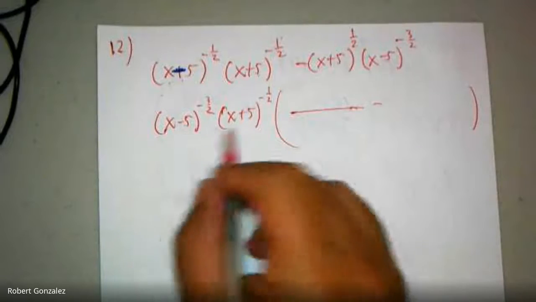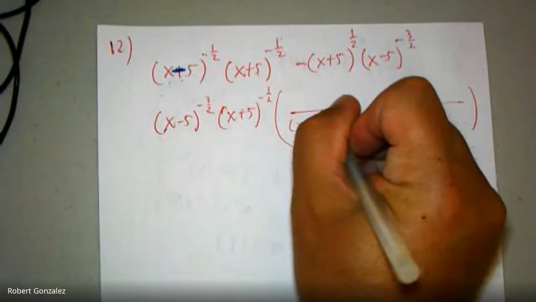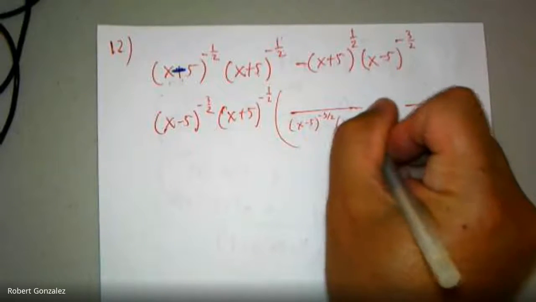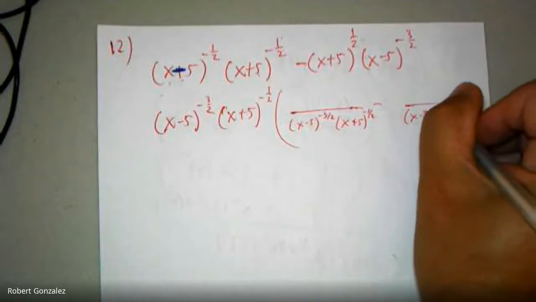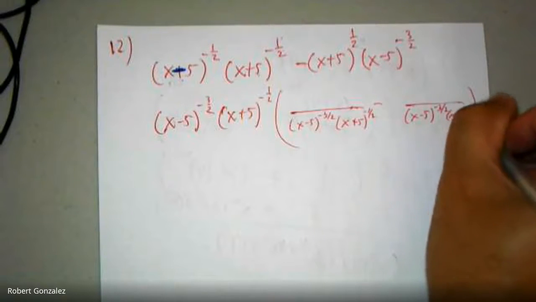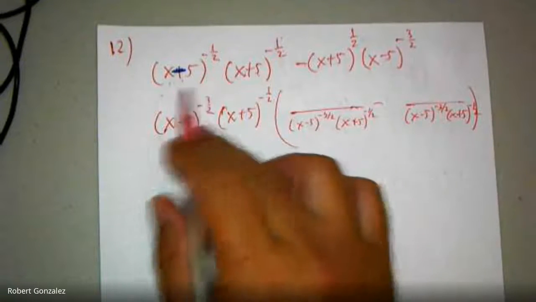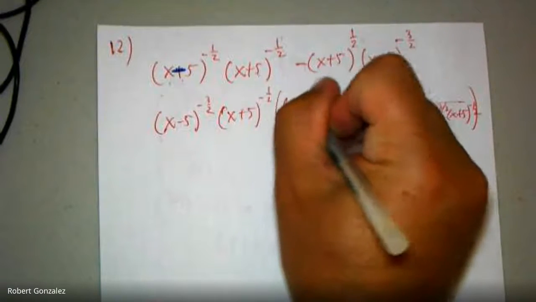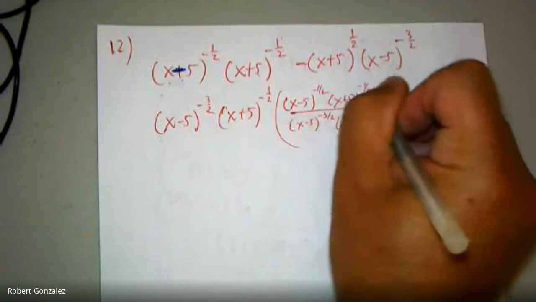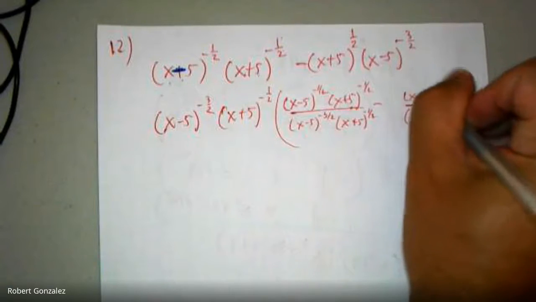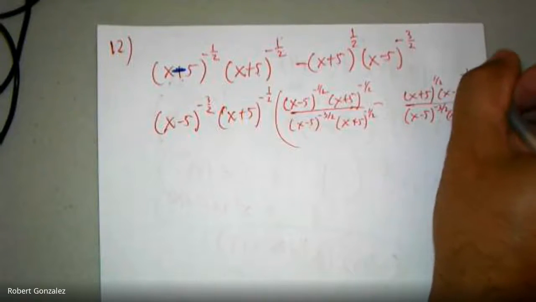So we want to write this on the bottom of each side. x minus 5, negative 3/2. x plus 5, negative 1/2. x minus 5, negative 3/2. x plus 5, negative 1/2. A little bit messy. Now we rewrite the problem on top. x minus 5, negative 1/2. x plus 5, negative 1/2. x plus 5, 1/2. x minus 5, negative 3/2.